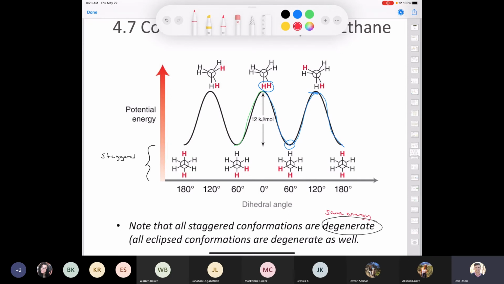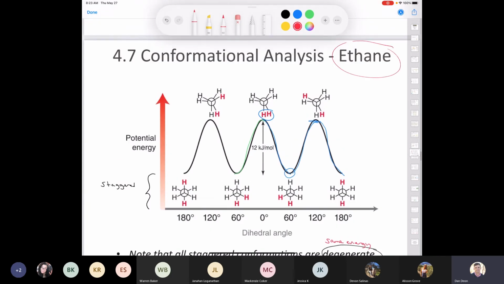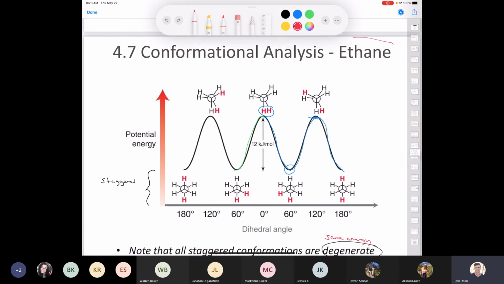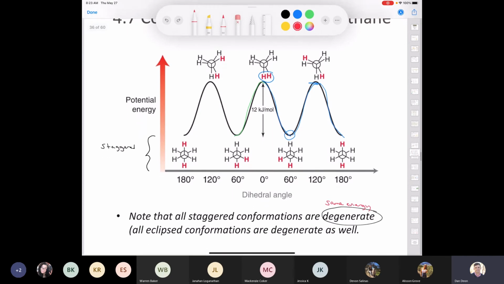But you notice that all of the staggered conformations in ethane, we're particularly talking about ethane on this slide, you notice that they are all equal in energy. You also notice that all of the eclipsed conformations of ethane are all degenerate, right? These are all of the eclipsed conformations, and they're all degenerate as well. And what's the difference in energy? It's 12 kilojoules per mole.